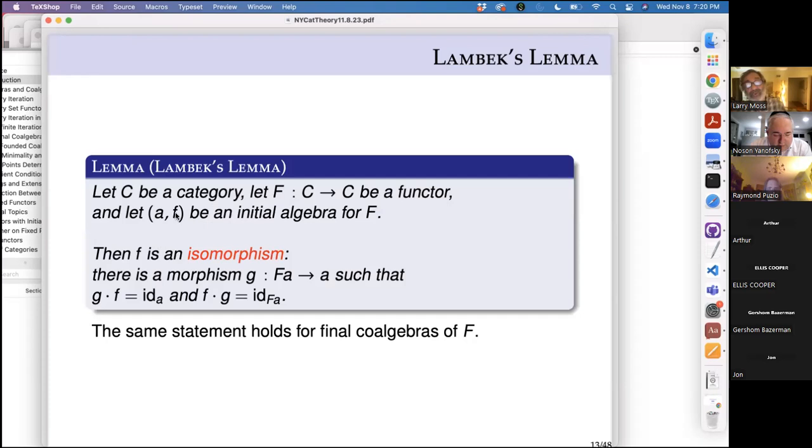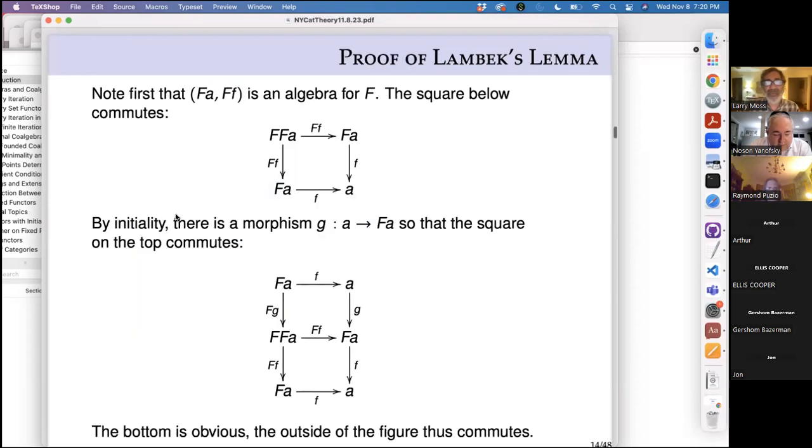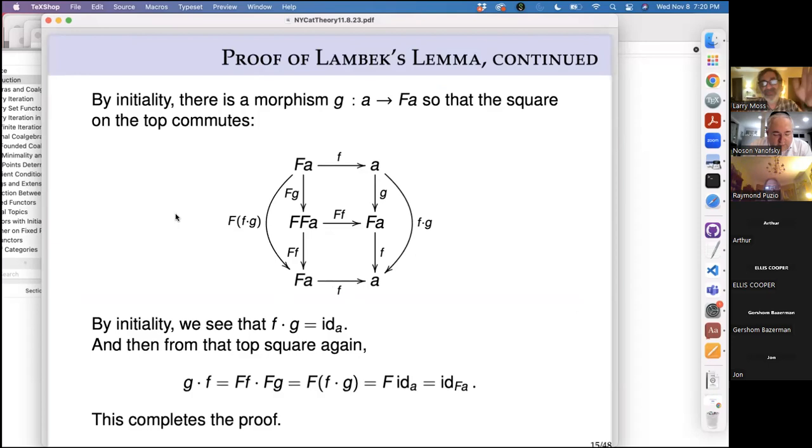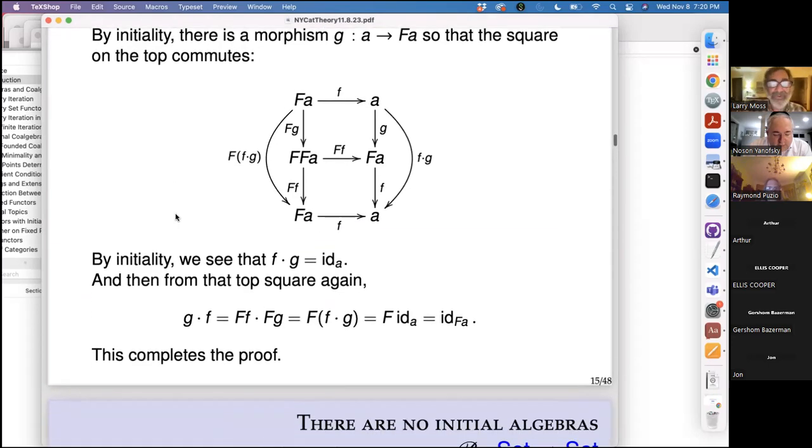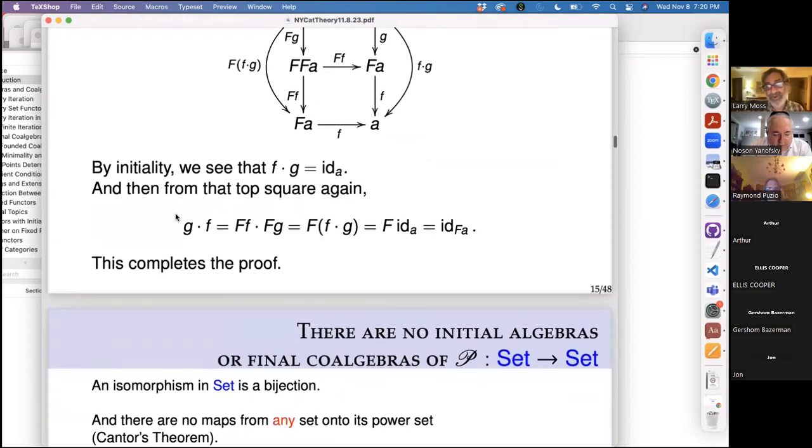So the structure map of an initial algebra is a categorical isomorphism. That means it's invertible. And this holds for initial algebras, and by duality, it holds for final coalgebras. This is well known, and the proof is in these slides, so if you wanted to see it, you could look at them later. I could send it to you or put it up.